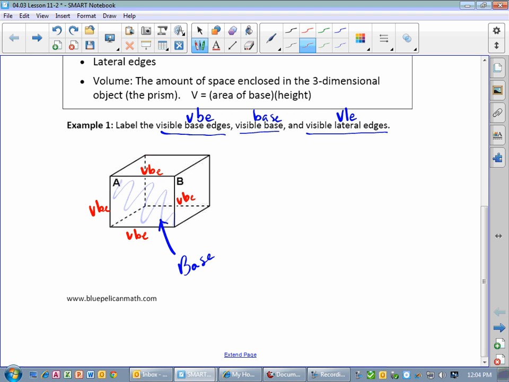What other base edges can we see? We have the front, we can also see the back, top, and right. So we have a visible base edge here, and a visible base edge here. Can we see any other base edges? Are there any other base edges that are visible?